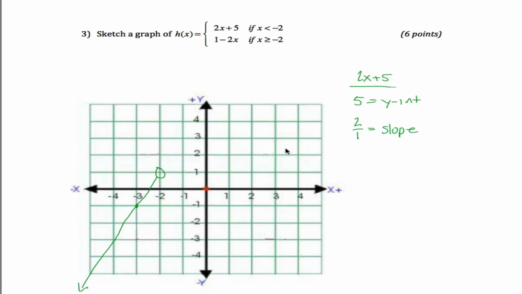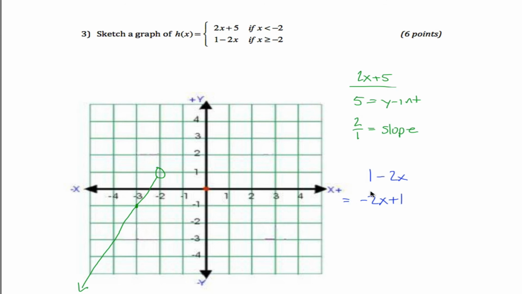Call that good. Note this circle is open because if I put -2 into this machine, I don't use this rule. I only use this rule when x is less than -2. If I put in -2, I'd use this rule, 1 minus 2x. And so 1 minus 2x, maybe in a different color, I could rewrite as -2x plus 1.